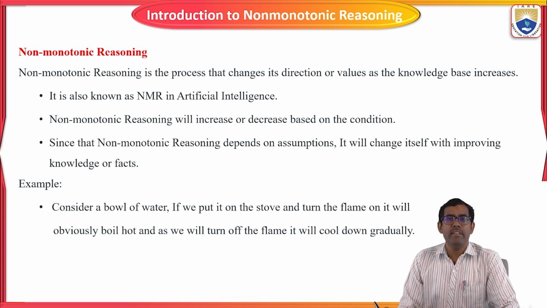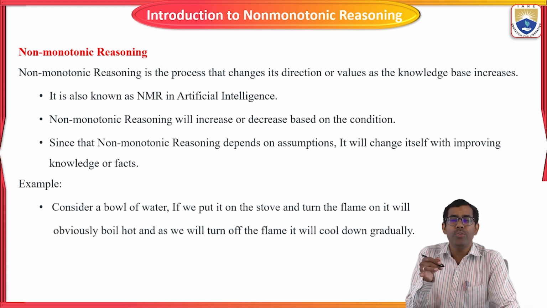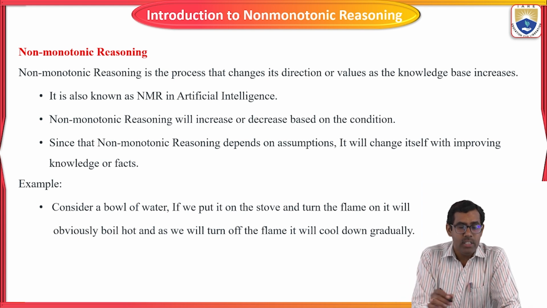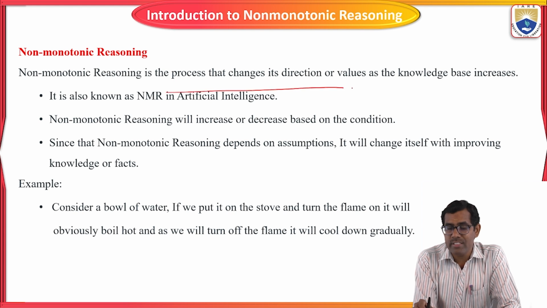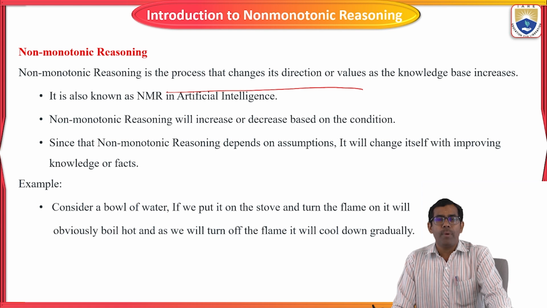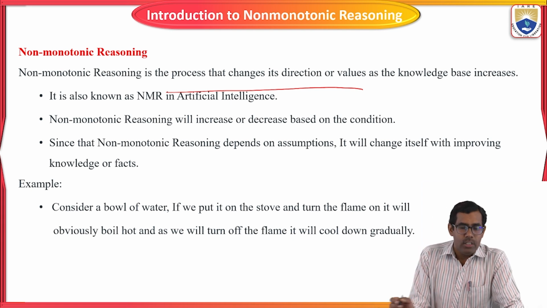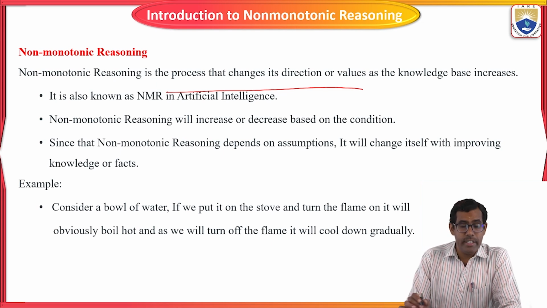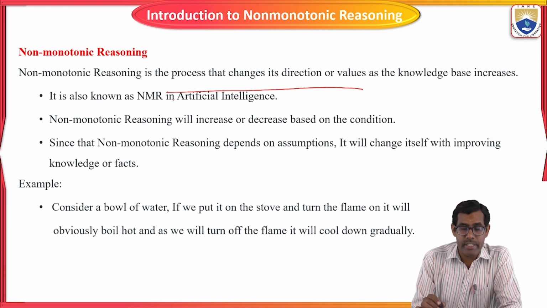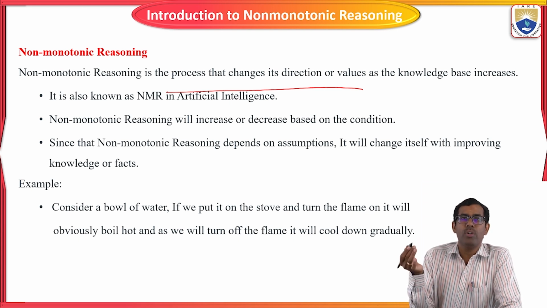This concept is used to solve some critical problems in artificial intelligence. So what is non-monotonic reasoning? Non-monotonic reasoning is a process that changes direction or value as the knowledge base increases. Based on your problem statement and your values, it will continuously change. That is non-monotonic reasoning in artificial intelligence. It is also known as NMR, which is the short form of non-monotonic reasoning.